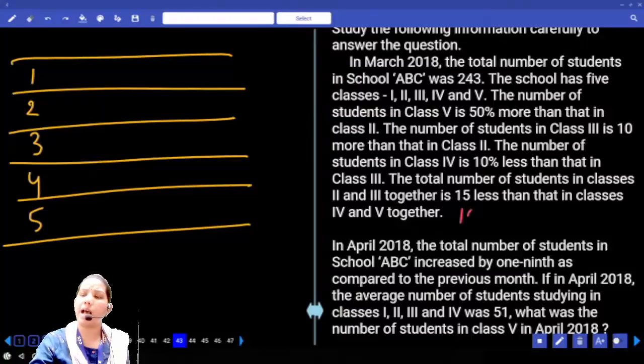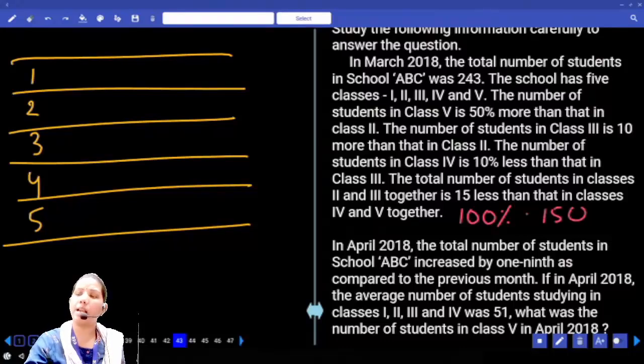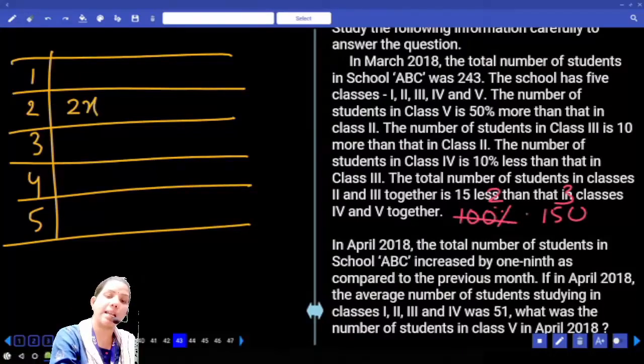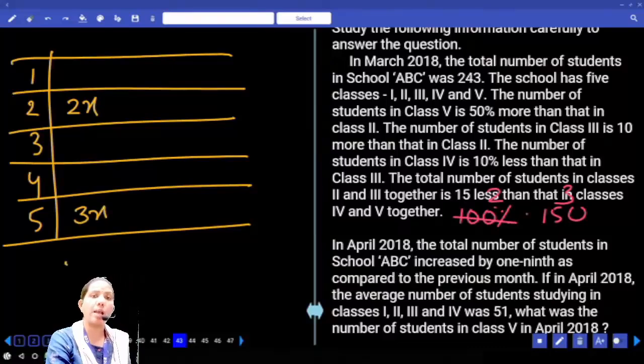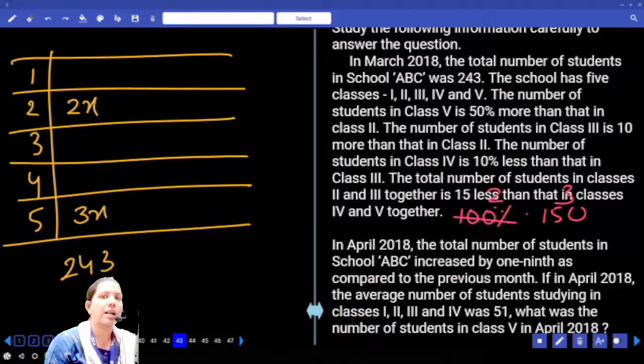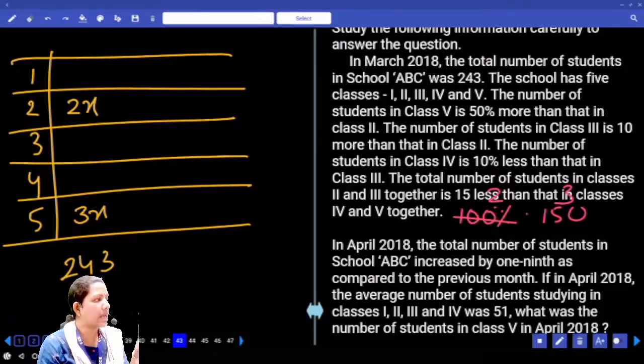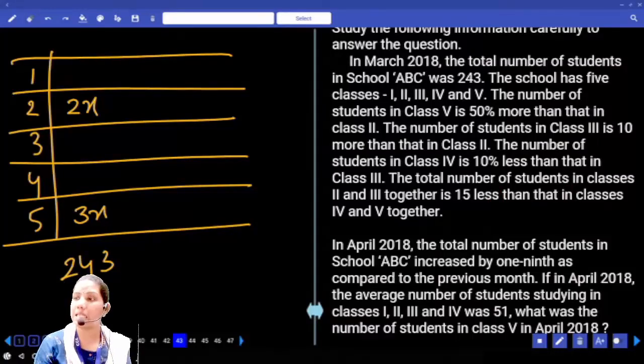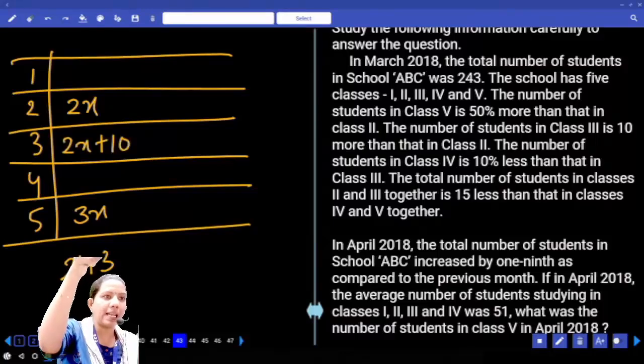So my assumption, if class 2 is 100%, then what is class 5 value? 150%. So 100 is to 150 means what is the ratio? 2 is to 3. So my assumption, class 2 is 2x, then class 5 is equal to 3x. But total number of students 240. Class 1, class 2, class 3, class 4 and class 5. Class 2 ni 2x ankunnam, then what is class 5 value? 3x.